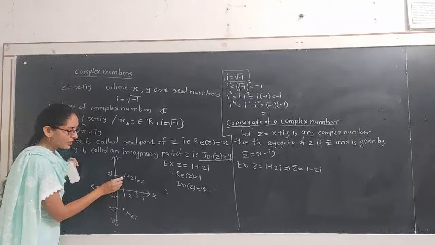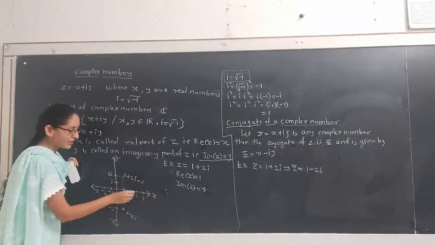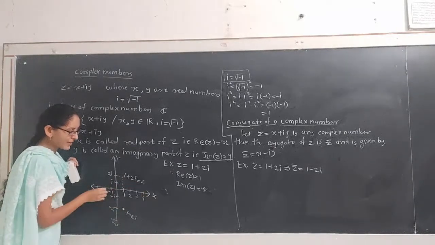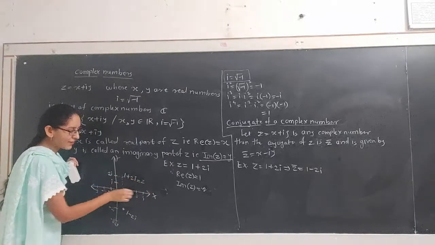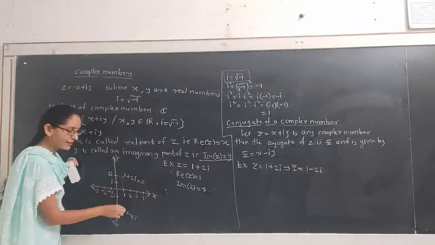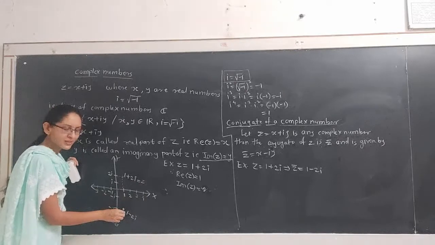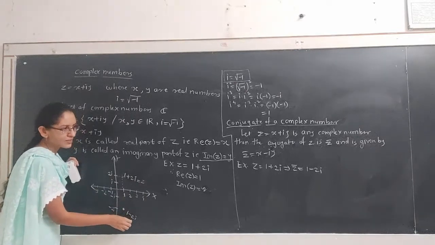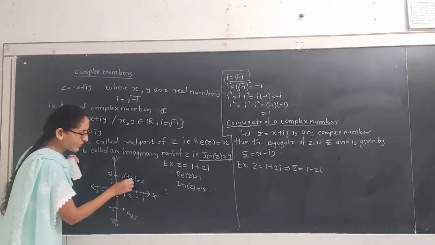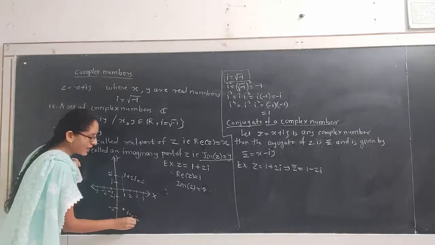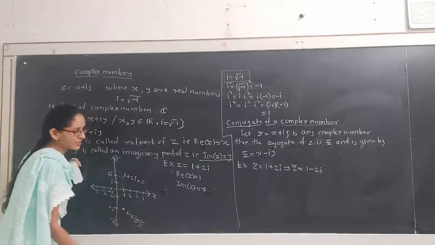It means you are taking the image of z under the x-axis. If the point z is reflected through the x-axis, then you will get its complex conjugate on the opposite side, which is 1 minus 2i. This is the complex conjugate of 1 plus 2i, which is 1 minus 2i. Generally we represent it by z bar.